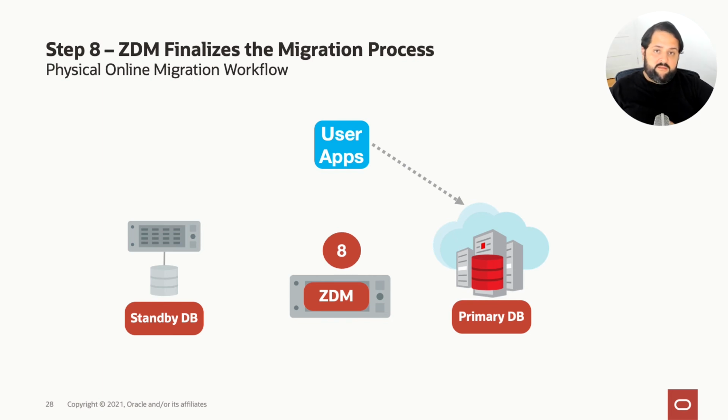So being sure that before the migration starts, we pre-checked everything, and then when the migration is done, we check that the source, target, everything is in place. Now we have the application pointing to the primary database that is now in the cloud. We're good to go. We clean up all the environments and we finalize the migration process. So that's how physical online migration works.